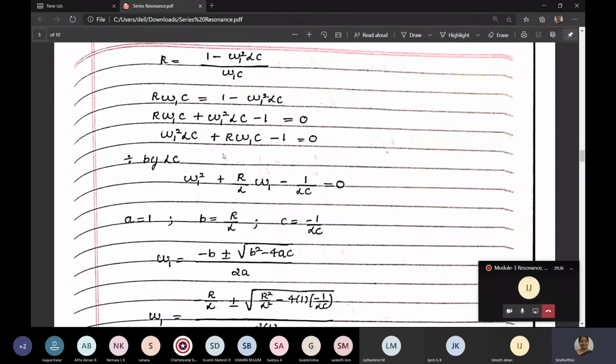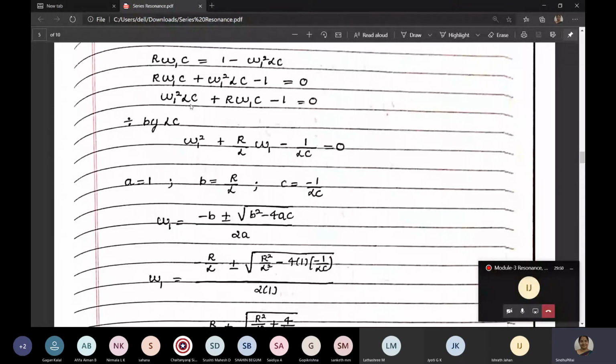What simultaneous equations do we write now? In that way, you write this expression, that is omega 1 square LC plus R omega 1 C minus 1 is equal to 0. So divide throughout by LC, so this LC will get cancelled. You'll get omega 1 square minus R by L omega 1 minus 1 by LC is equal to 0. Now we got an expression where we'll use this formula, that is minus b plus or minus root of b square minus 4ac divided by 2a.